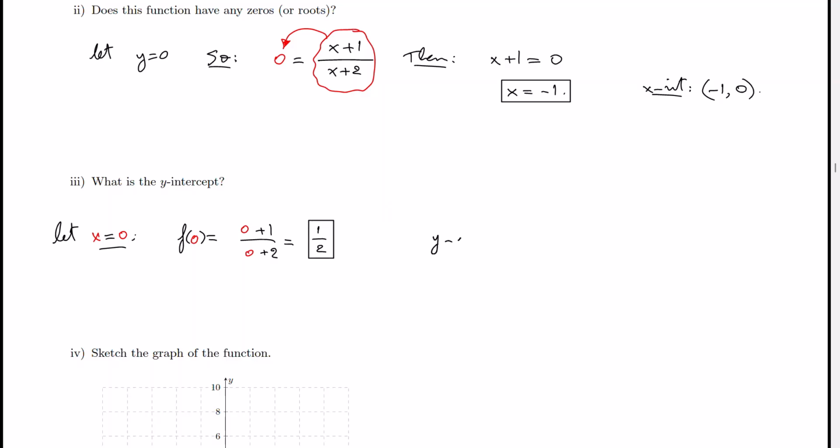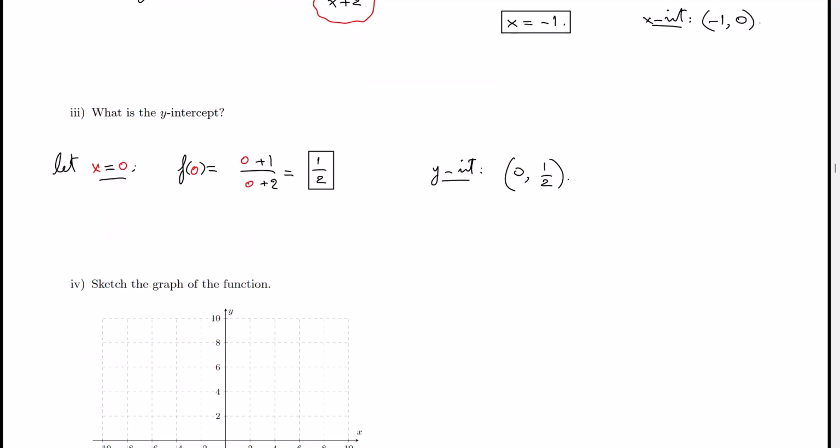I'm going to record that the y-intercept is 0 for the x, 1/2 for the y. Notice how the y-intercept always has 0 on the x value, and the x-intercept always has 0 on the y value. So this is kind of key. This is what we're trying to get out of this whole discussion.